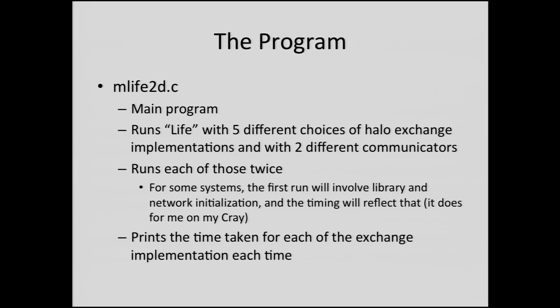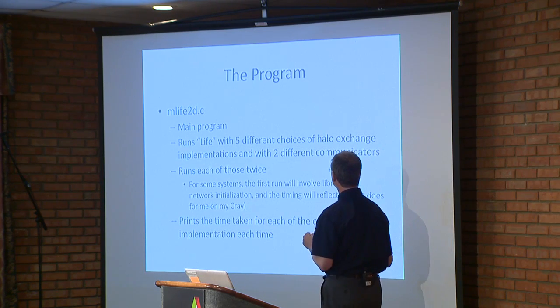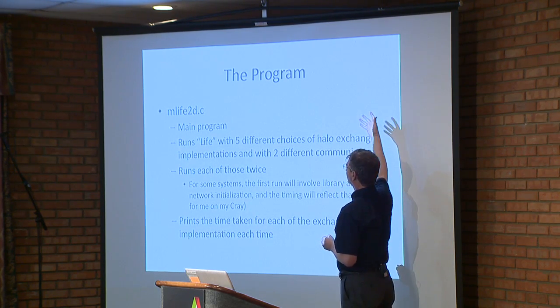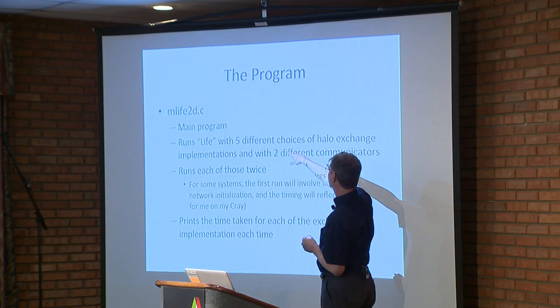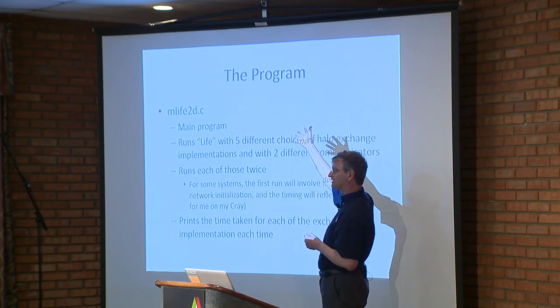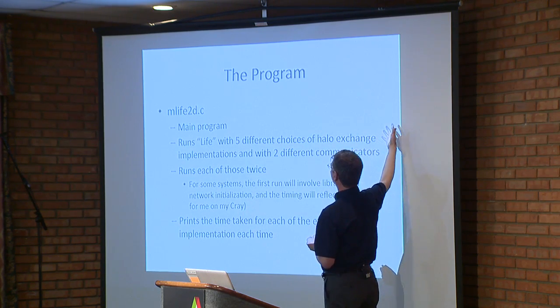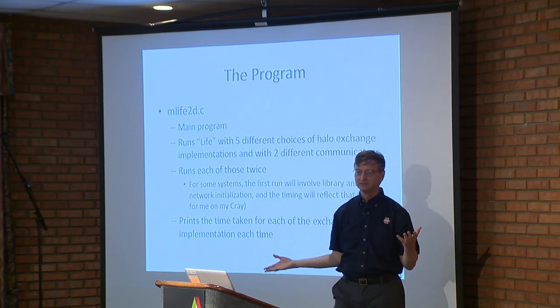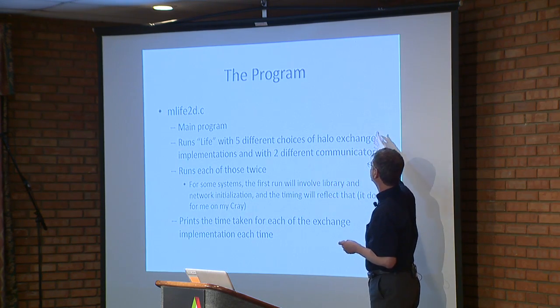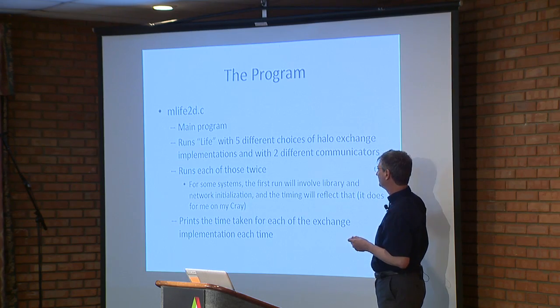Okay, so as I mentioned, there are both C and Fortran versions of this code. I'll talk a little bit about this C version. The Fortran version pretty much looks like the C version, but with a couple of small differences that I'll talk about in the right places. So the main program is in this file, mlife2d.c or .f90. It runs life with a number of different choices of Halo Exchange implementation and with some different communicators.